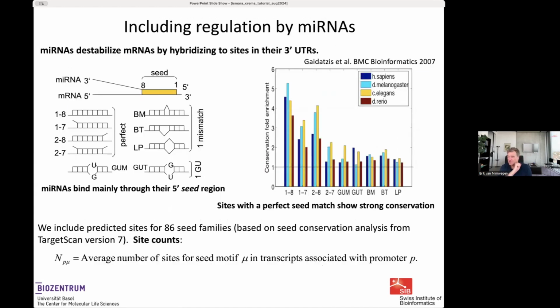I don't want to spend a lot of time on this, but we also predict binding sites for microRNAs. So we use tools that have been developed in other labs. We have collaborated with these labs, but it's not our main work. We look in the 3' ends of transcripts and we predict binding sites for microRNAs that may be regulating the translation efficiency and stability of these transcripts. And so for each microRNA and each promoter, we have a site count, which is the sum of the binding sites for this microRNA in the 3' UTRs of the transcripts associated with that promoter.